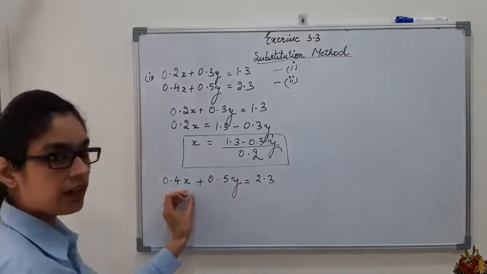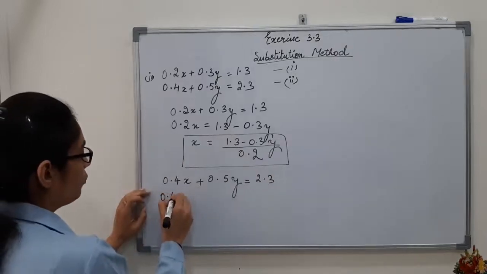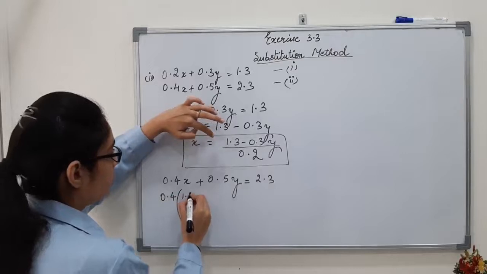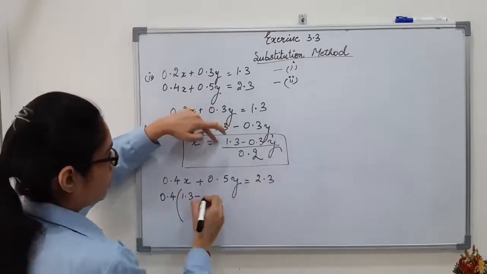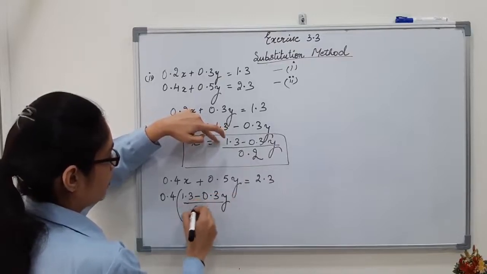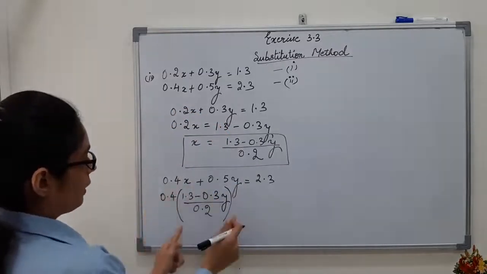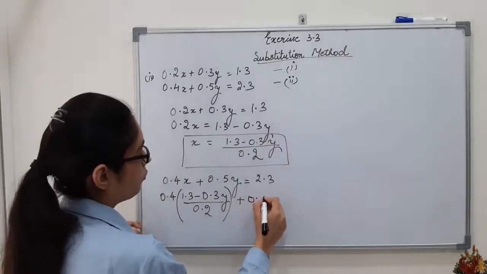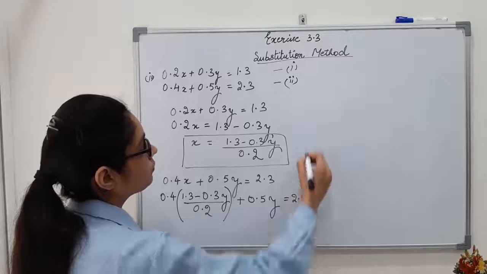Wherever you see x, just substitute this value. 0.4, put bracket, 1.3. In place of x, I am just writing this value. 0.3 into y, 0.2. I'll just close the bracket because this is my x. Now plus will come as it is, and 0.5y into 2.3.